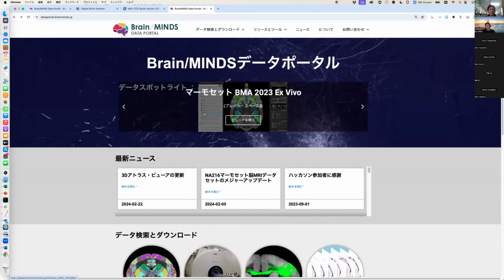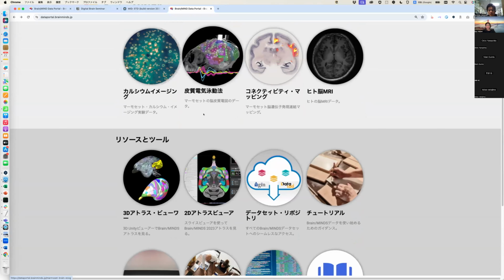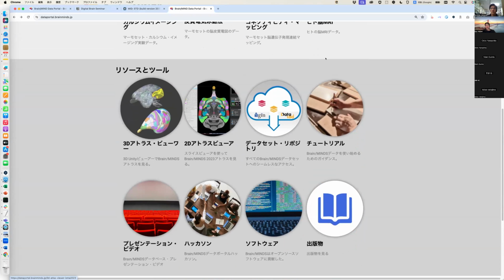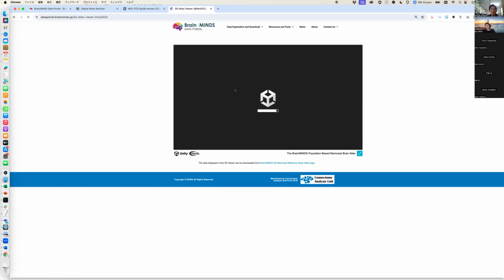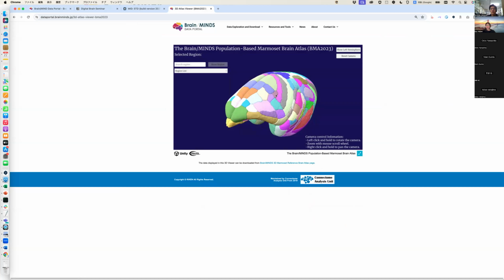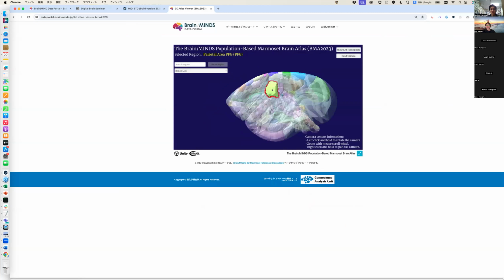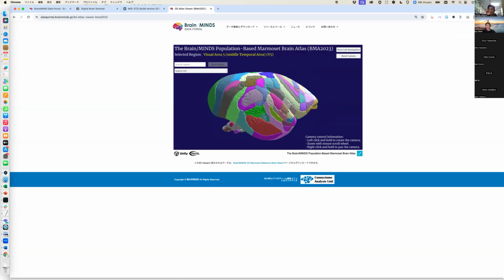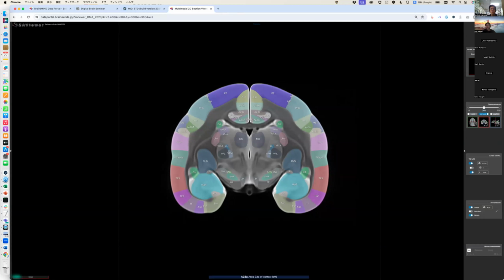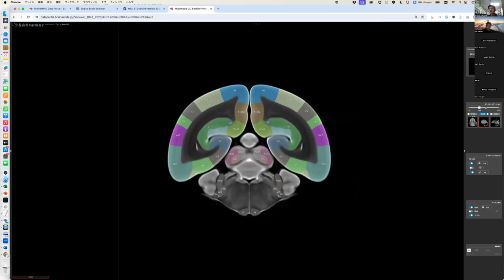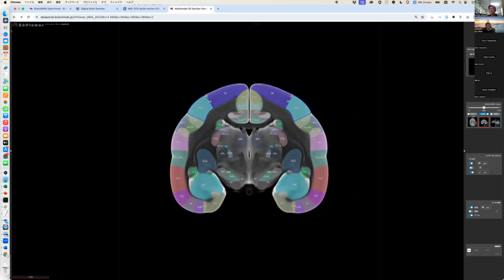And this database is not only the data itself. Let's go here. There are some viewers, some tools for seeing the data. For example, we can see the brain atlas in Unity. This visually shows the region names and other brain data, so we can visualize it. And with the atlas viewers, we can see the brain region names and 2D intersections of the dataset on the website.